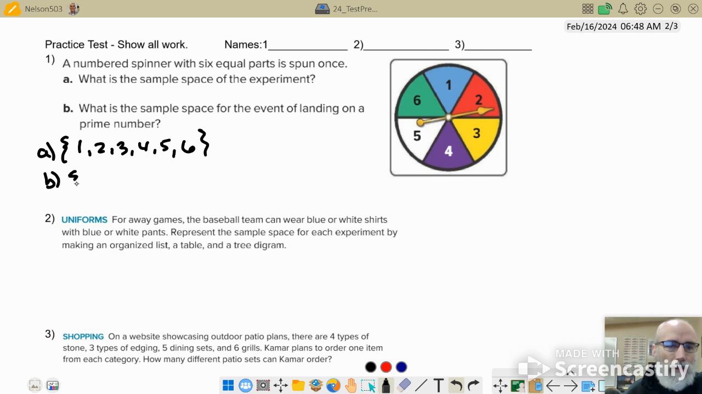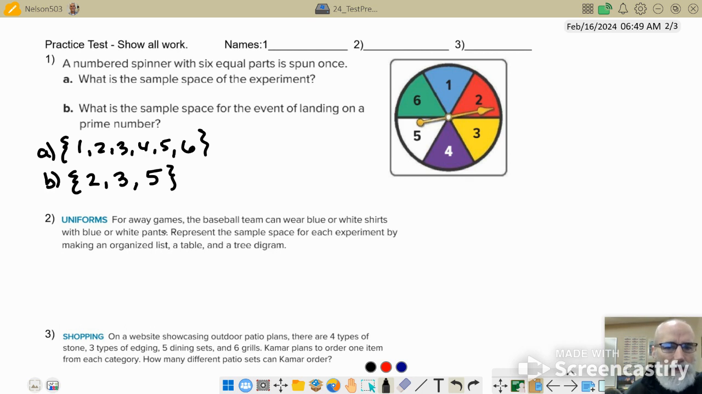Part B, we start seeing, well, 1's not a prime number, 2 is a prime number, 3 is a prime number, 4 is not a prime number, 5 is a prime number, 6 is not a prime number because it's divisible by 2 and 3. All even numbers, with the exception of 2, are not prime numbers. Okay, so the sample space, event landing on a prime number. I always like to read it one more time, make sure I've listed the answers, haven't forgotten any. Just take one more peek at it. That's what sample space is about.